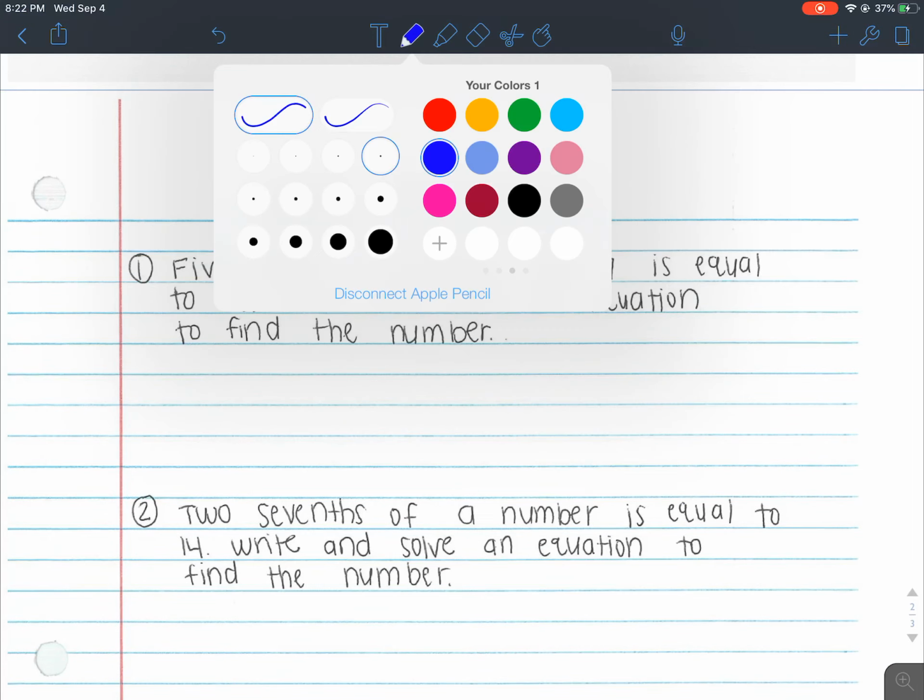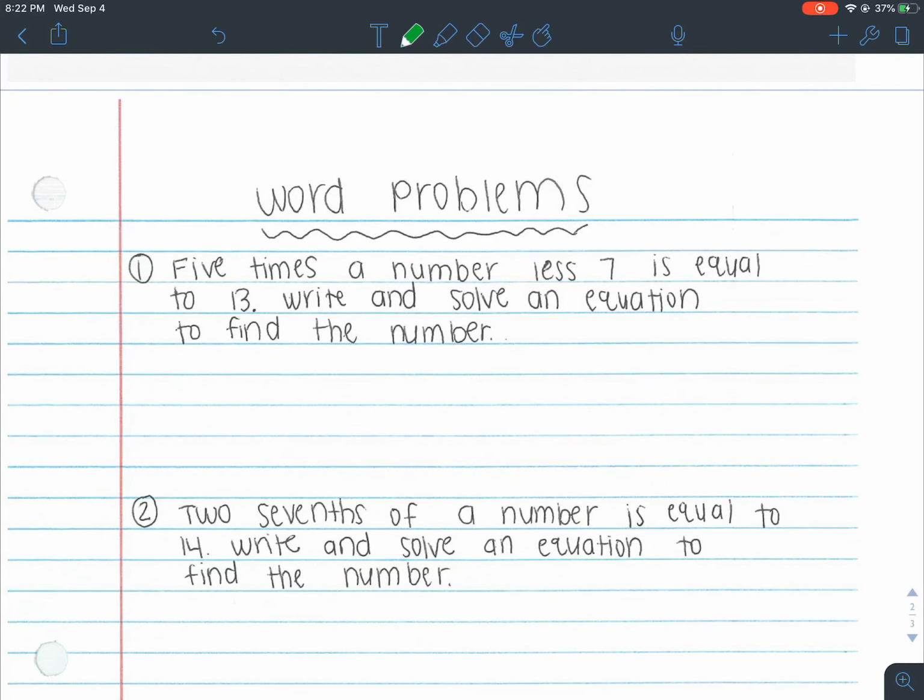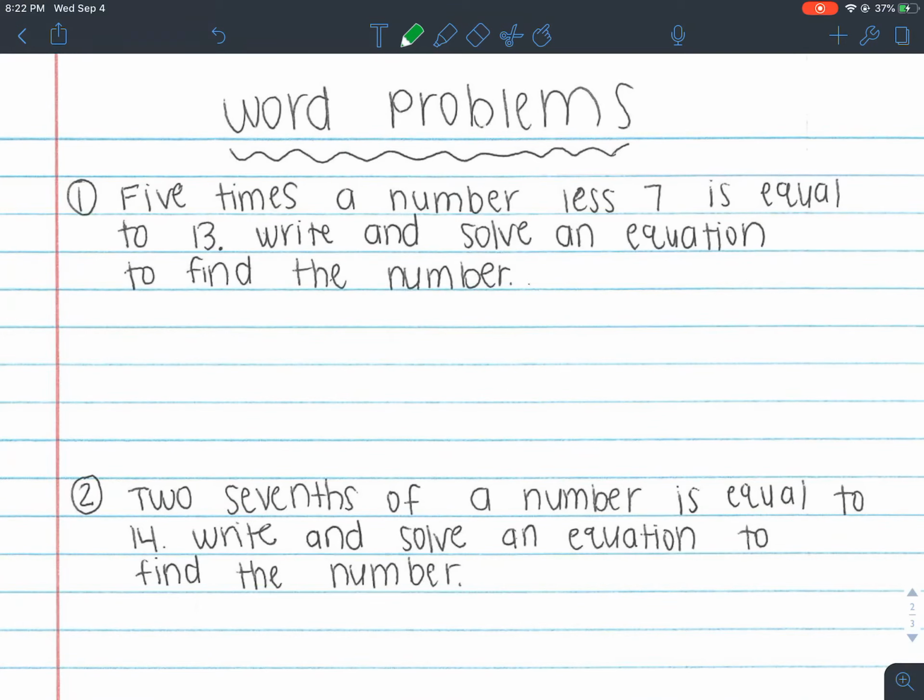So I know it's not our favorite, but all we have to do is set it up and then solve it. So let's talk about number 1. 5 times a number less 7 is equal to 13. Write and solve an equation to find the number.